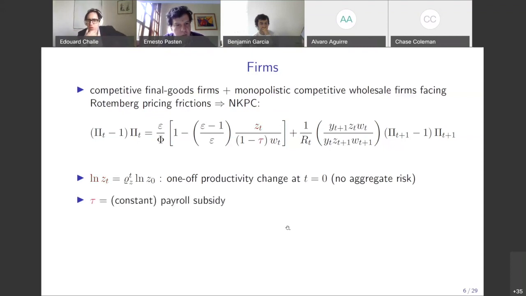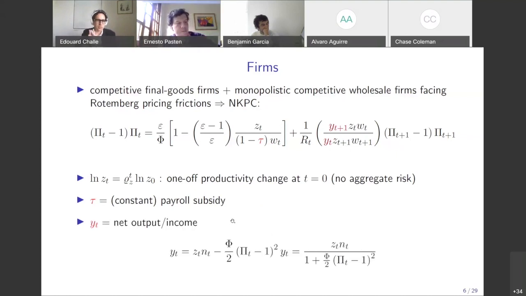Tau is a constant payroll subsidy. It plays the same role as in the standard optimal monetary policy analysis in the three equation New Keynesian model. It basically undistorts monopolistic distortions. It also does something else in our framework, and I'll go back to this later on, but we don't need to go into the details right now. It's fairly standard in that class of model to posit the subsidy. Of course, we could also study the equilibrium without, but it makes the whole analysis more streamlined.